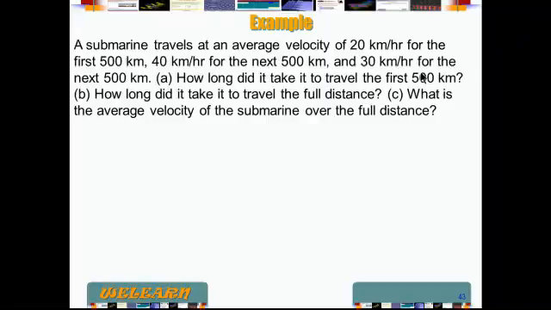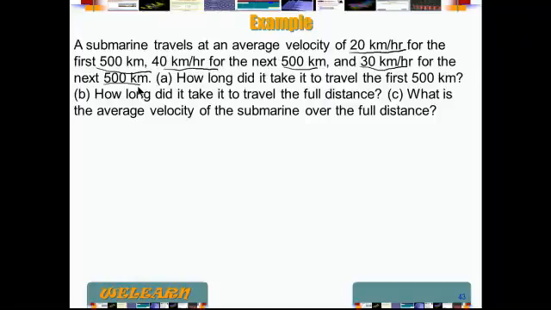Now, however, in a problem like this, okay, what do they say? It's a little bit more tricky. A submarine travels at an average velocity of 20 kilometers per hour for the first 500 kilometers, 40 kilometers per hour for the next 500 kilometers, and 30 kilometers per hour for the other 500 kilometers. How long did it take the submarine to travel the first 500 kilometers?